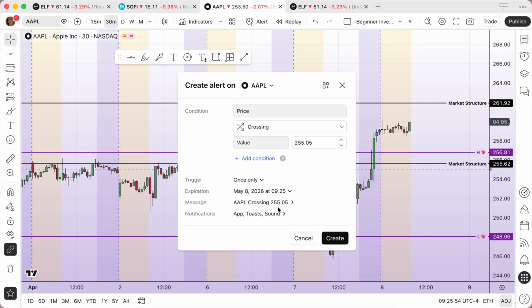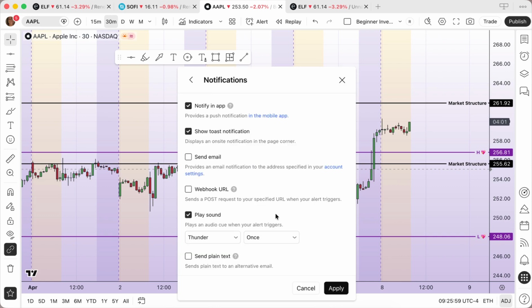It will show up either in your app on TradingView, or on my phone, however you want it to show up. Notify in the app has to be on, so I have TradingView on my phone. Show toast notification, I don't need that. Send an email: if you would prefer email, you could click it here and add an email. And it plays a sound or it doesn't play a sound. For me, it sounds like thunder. So if I hear the thunder sound, I say, oh, something just hit. It's my cue to go look at my charts because something happened.